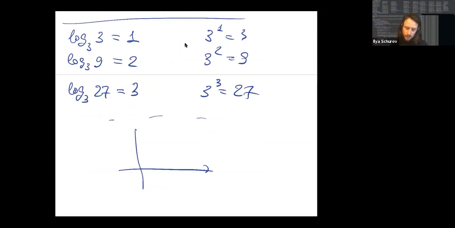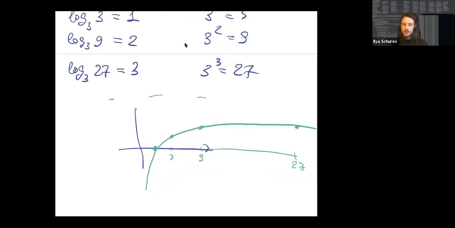We have here number 3, here number 9, and here number 27. And we have this increase by 1 every time. So just something like this. But it tends to infinity. So we can make it arbitrarily large by taking arbitrary large number here.